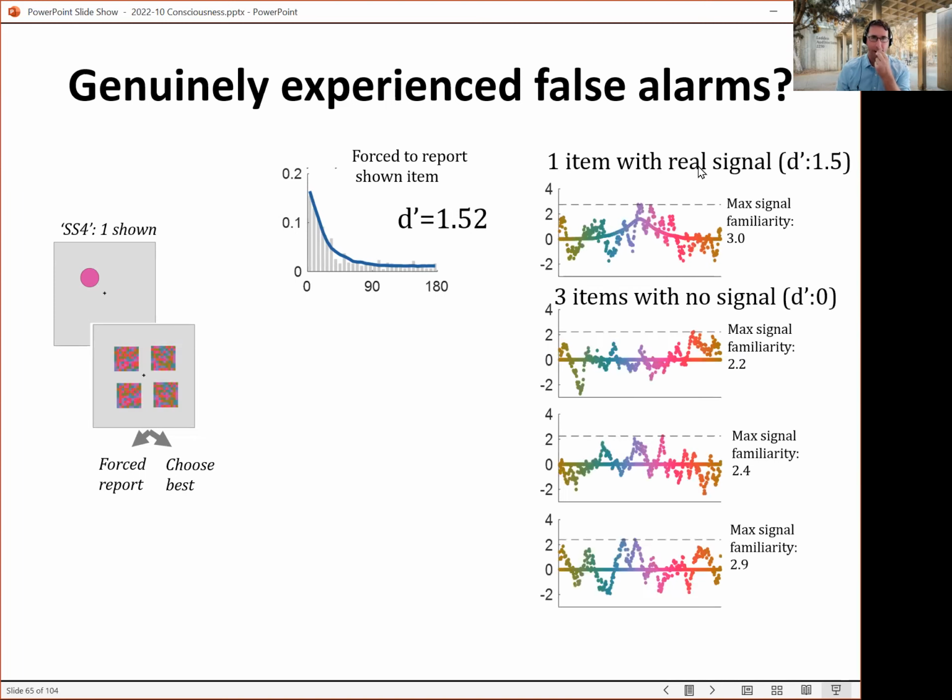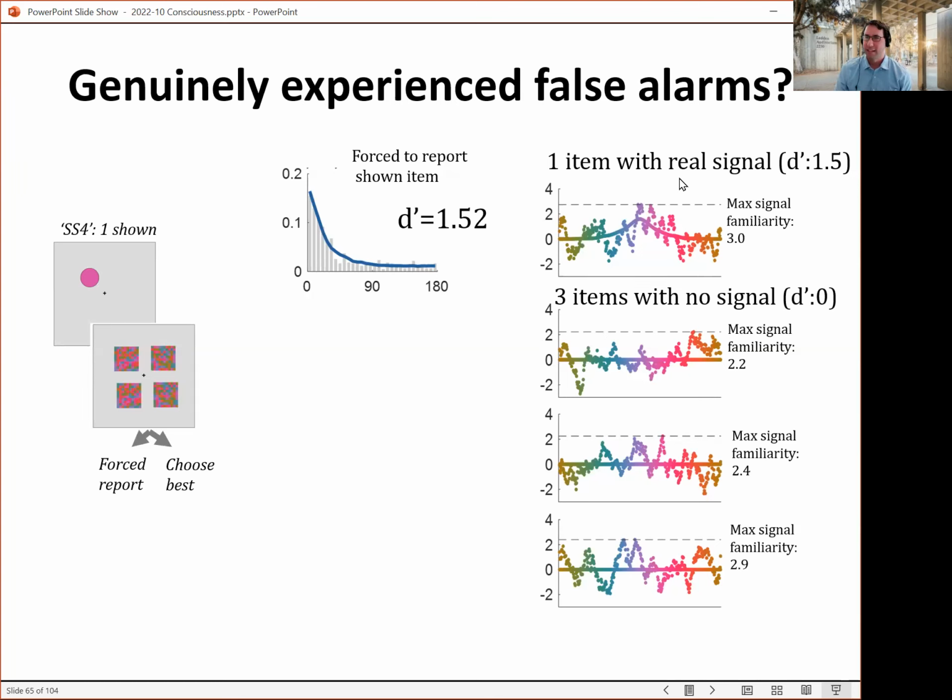Okay, and so the idea is that there's one item with a real signal with a D prime of 1.5, which we know, because if we cue that item, that's what they have in their mind. But there's also 3 items that actually have D prime 0, because we didn't show anything. But each of those has some noise associated with it. And sometimes D prime 0, like I was trying to show you on that previous slide, results in a pretty strong signal, right? Like here, the maximum signal at this pink is 2.4, which is pretty high. Here, this maximum signal is 2.9 at this green, which is almost as high as the actual item.